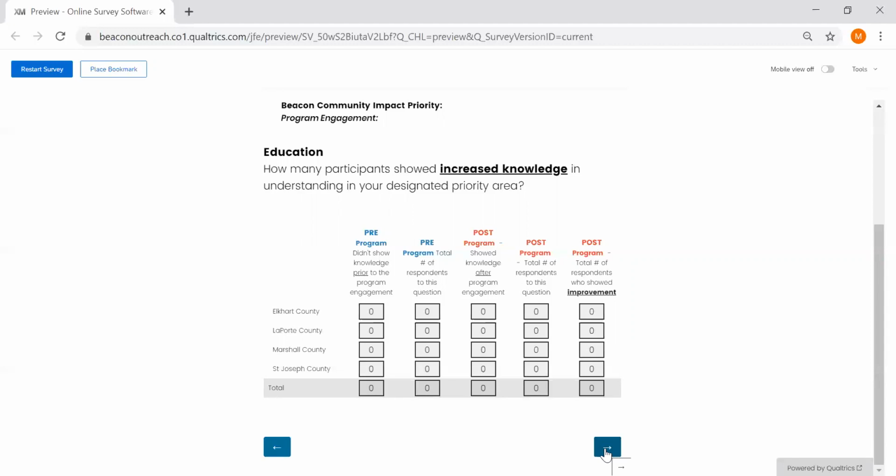The third question is, showed knowledge after the program engagement. Programs should look at the post-assessment and identify the number of participants who answered correctly. Then fourth is the total number of respondents to this question. So this is the number of individuals who completed the post-evaluation, no matter whether they got the answer correct. Ideally, this number would be similar to the number of pre-evaluations completed, but we understand that 100% completion of surveys is difficult to achieve.